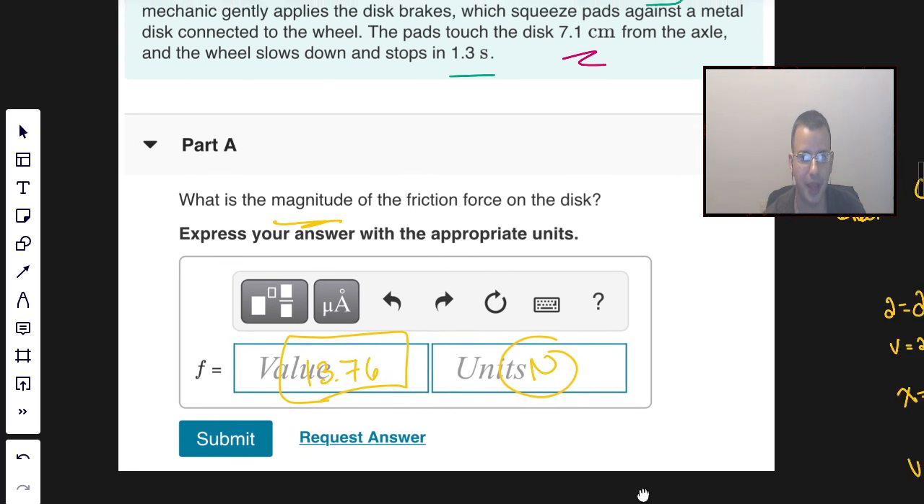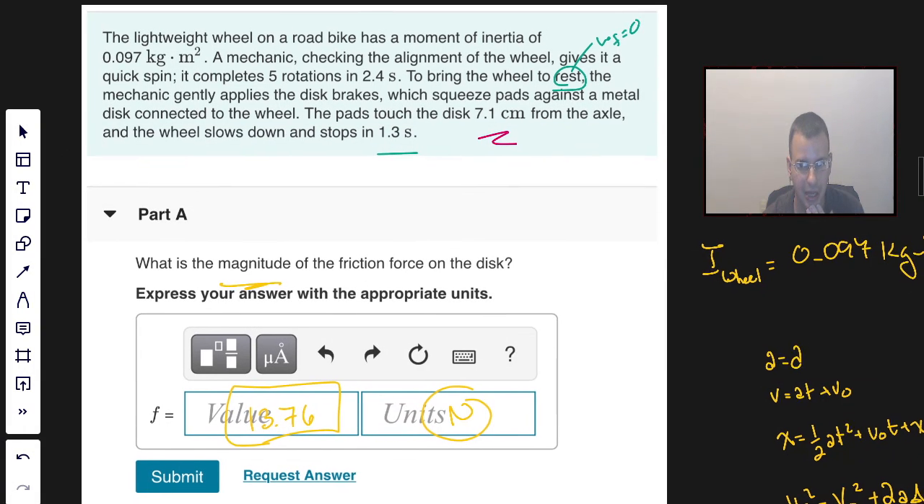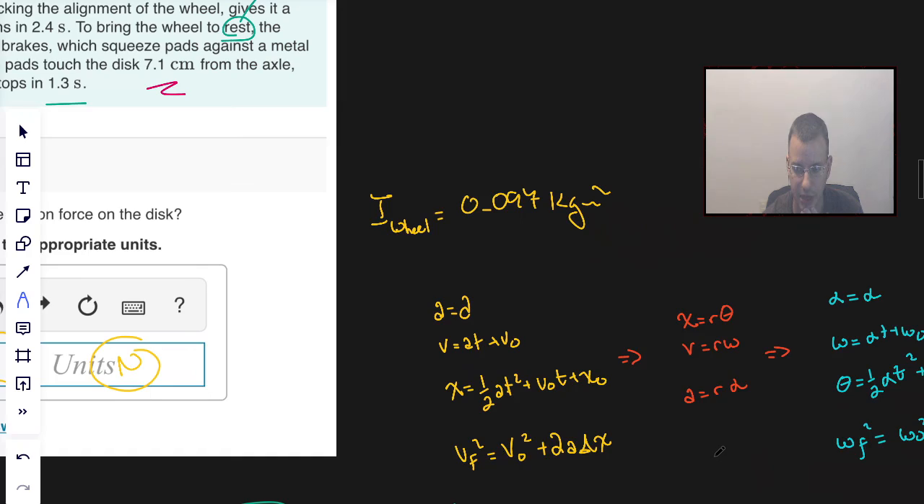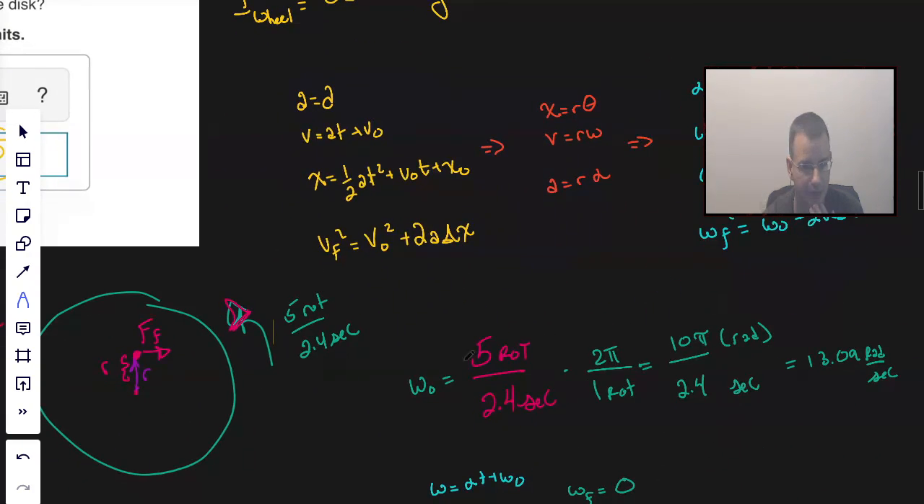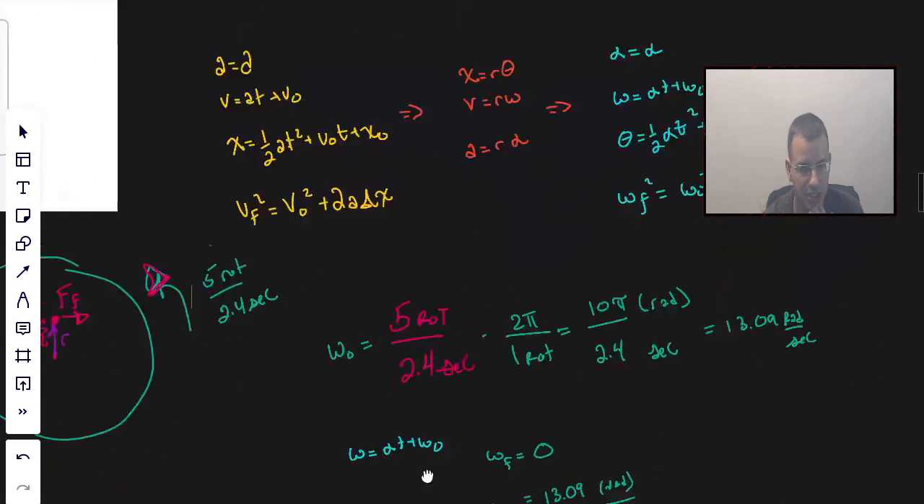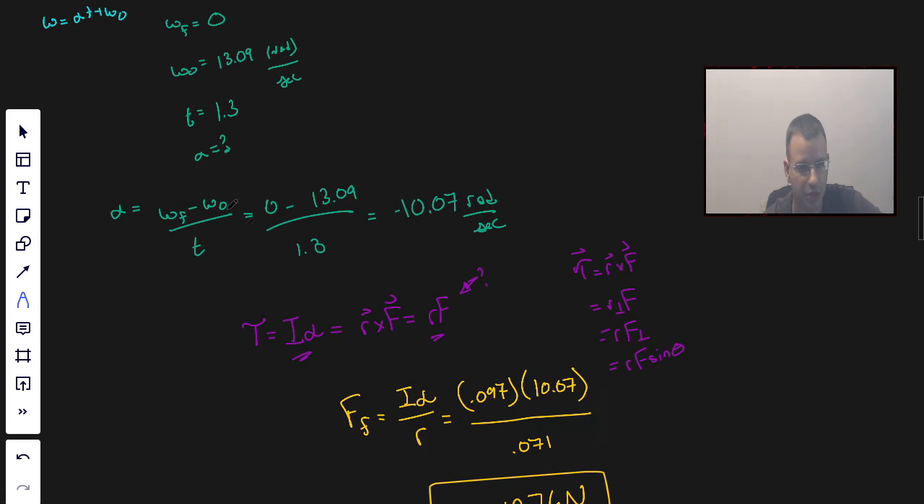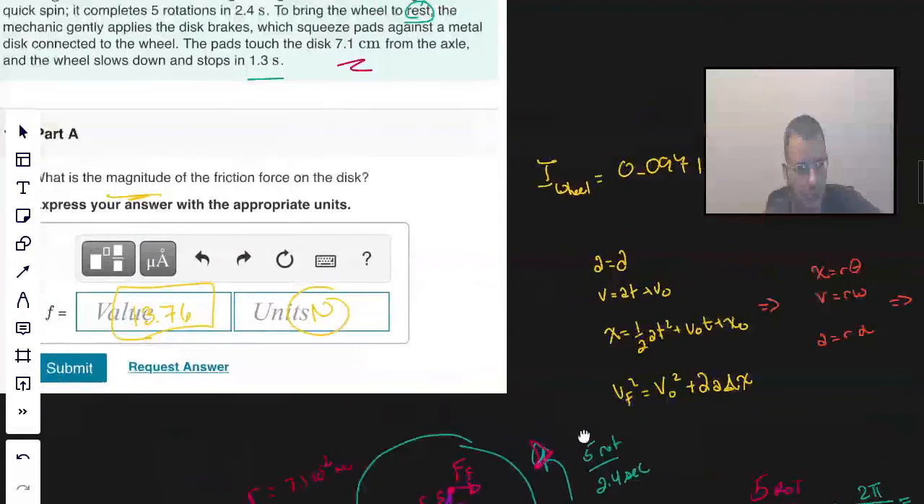So, hope that kind of helped explain that problem. This is kind of a combination of kinematics, where we wrote out our kinematic equations, and then from there, we use the idea that torque is moment of inertia times alpha, but torque is also radius times force. That's basically the relationship between torque and force, multiplied by the radius, and from there we solve. So not too bad, but a pretty good problem overall.